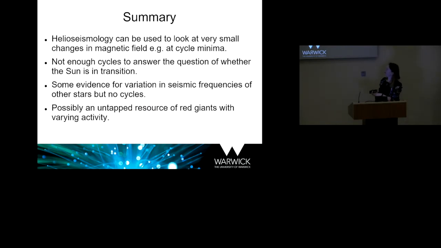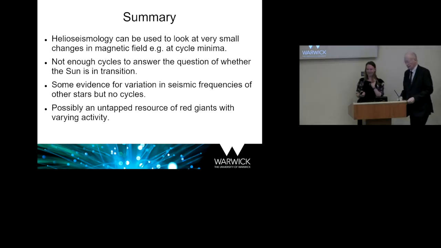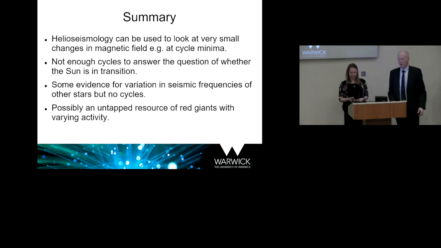So that's all I want to say. Just to summarize, we can use helioseismology to look at changes in the magnetic field, even very weak ones. We don't have enough cycles yet. We need more data. Basically, we need to observe the sun for much longer to be able to answer the question of whether the sun's in transition. While there is evidence for seismic frequency changes in other stars, perhaps we can get a bit more information from the red giants. Thank you for listening. Thank you very much indeed. So, open for questions.